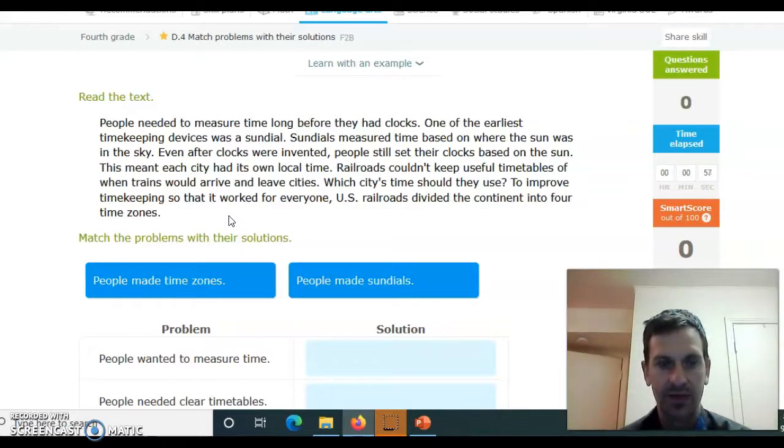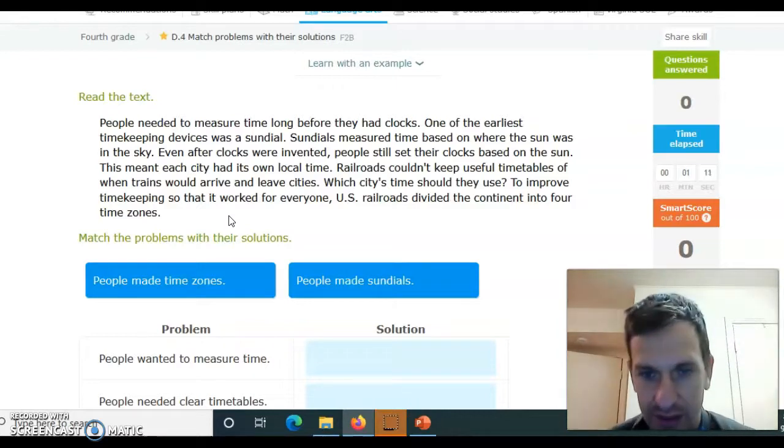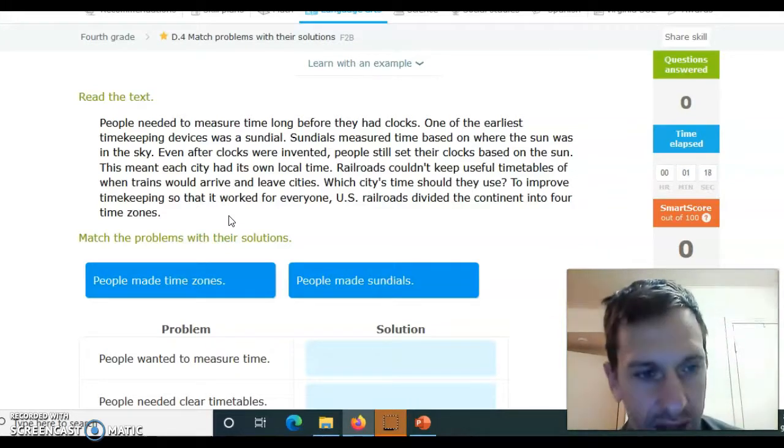Even after the clocks were invented, people still set their clocks based on the sun. This meant each city had its own local time. Railroads couldn't keep useful timetables of when trains would arrive and leave cities. Which city's time should they use? To improve timekeeping so that it worked for everyone, U.S. railroads divided the continent into 4 time zones. Alright, so that's the problem with their solutions.